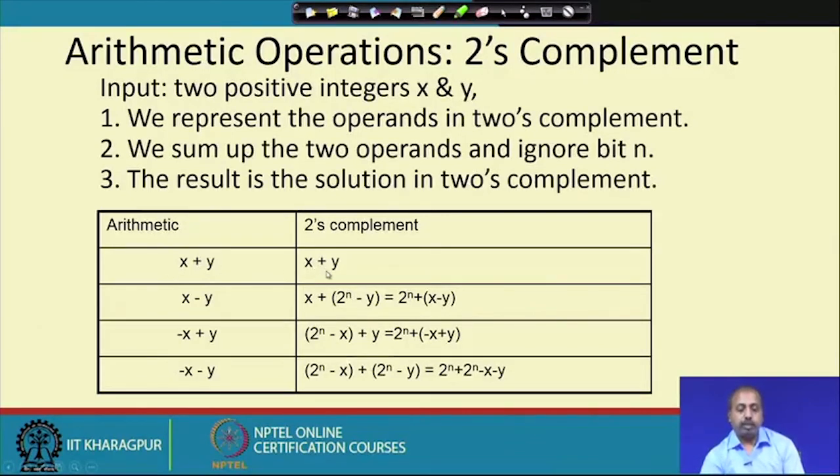That is simply the operation x plus y. But for x minus y, we do not use a subtractor; rather, this minus y is represented in 2's complement form. We have the positive y with us, so we take the 2's complement of this y. The 2's complement of y is 2 power n minus y. If you simplify it further, it is 2 power n plus x minus y. If this number turns out to be negative, then it will be subtracted from 2 to the power n directly, so you will directly get the 2 power n representation.